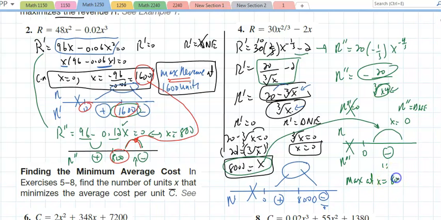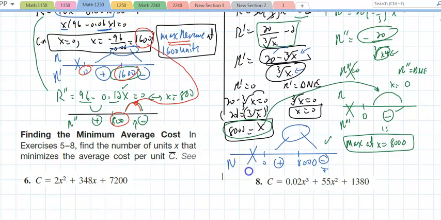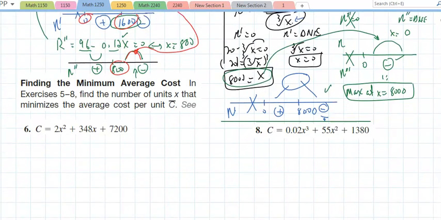Now, which of those do you want to use? It's up to you. I am going to stick with using this and this. Just make sure that, and I'm not going to ask you to do one or either on the test. It's up to you. If you want to stick with the first derivative test, you're welcome to do that.